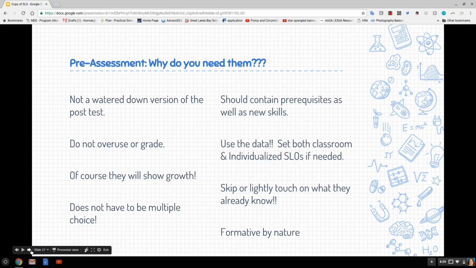And this is where they're data-informed versus data-driven. They need to set out their classroom and individualize student learning objectives if needed based on this data. They need to learn to skip and lightly touch on what the students already know, and it should be formative by nature.